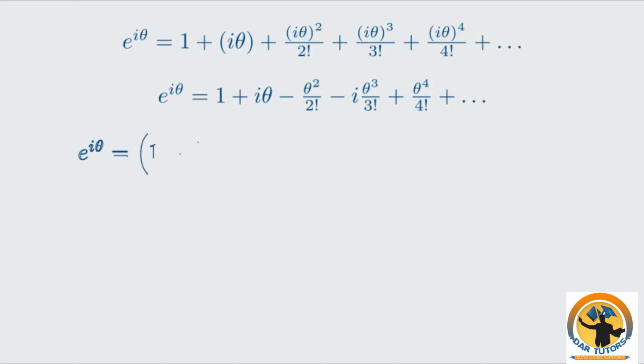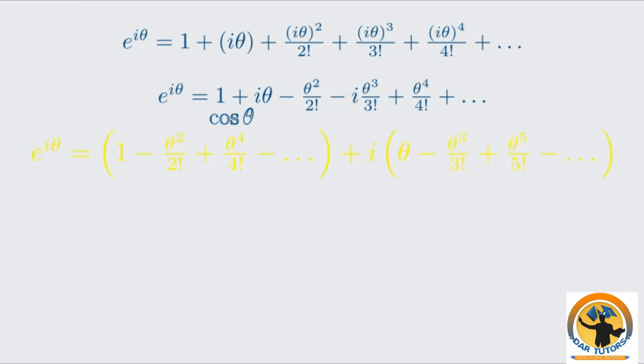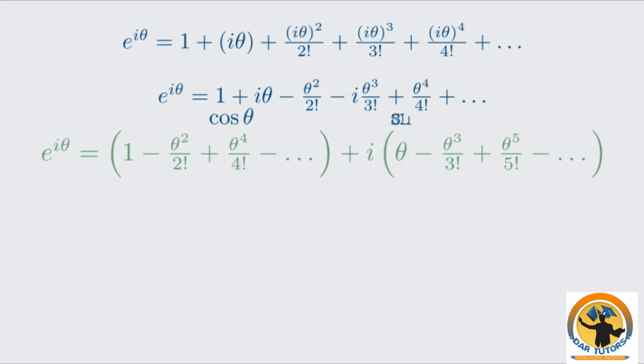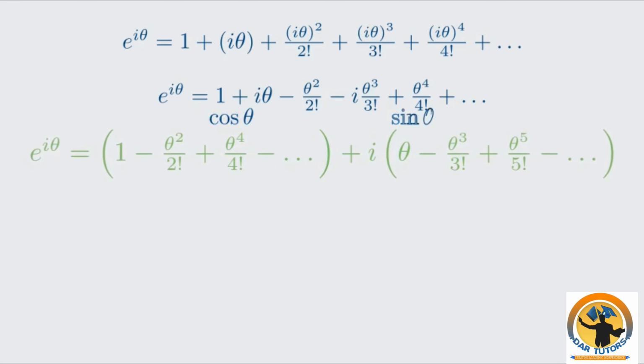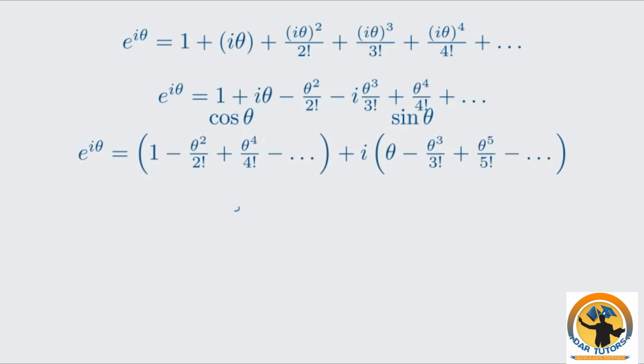The real part is 1 minus theta squared over 2 factorial plus theta to the 4th over 4 factorial, and so on. This is exactly the Maclaurin series for cos of theta. The imaginary part is theta minus theta cubed over 3 factorial plus theta to the 5th over 5 factorial, and so on, all multiplied by i. This is the Maclaurin series for sin of theta. Thus, we have proven Euler's formula.